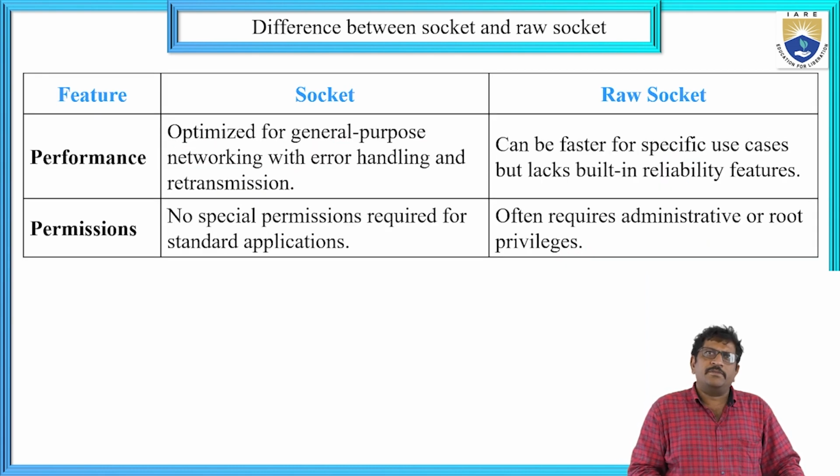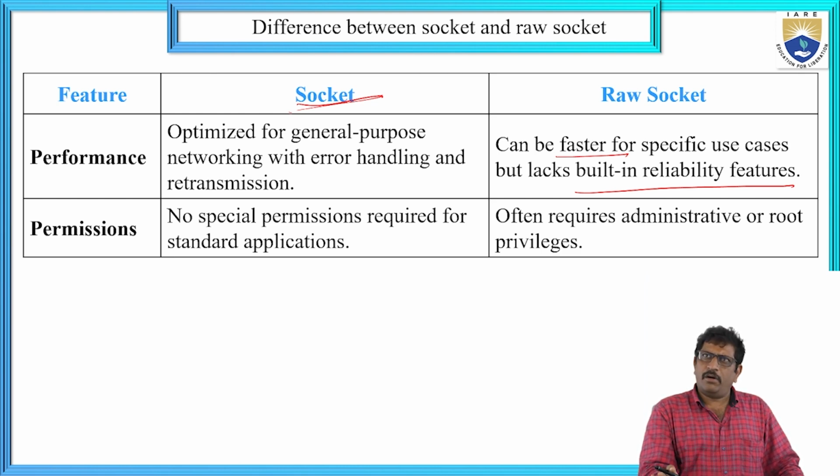In terms of performance, sockets are optimized for general purpose networking, with error handling and reliable transmission. Raw sockets are very fast compared to the socket standards. Why? Because of their specific use cases, but they lack built-in reliability features. Built-in reliability features must then be considered with a raw socket at the client side and at the receiver side.